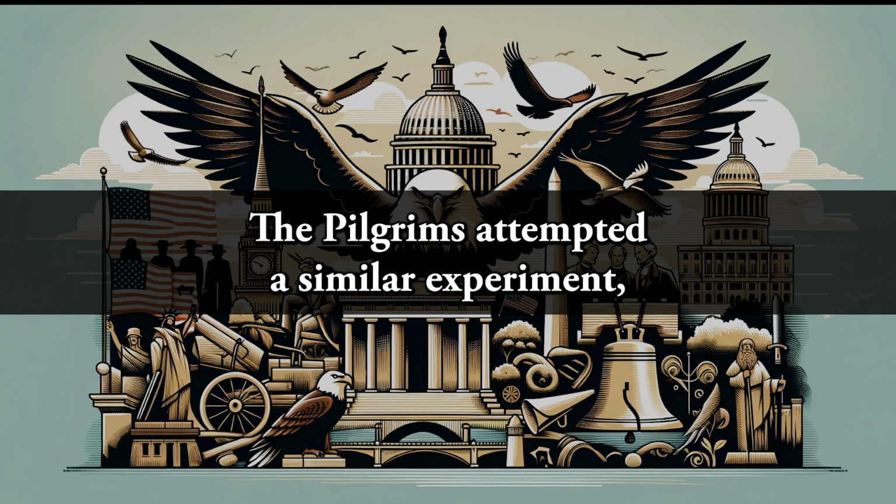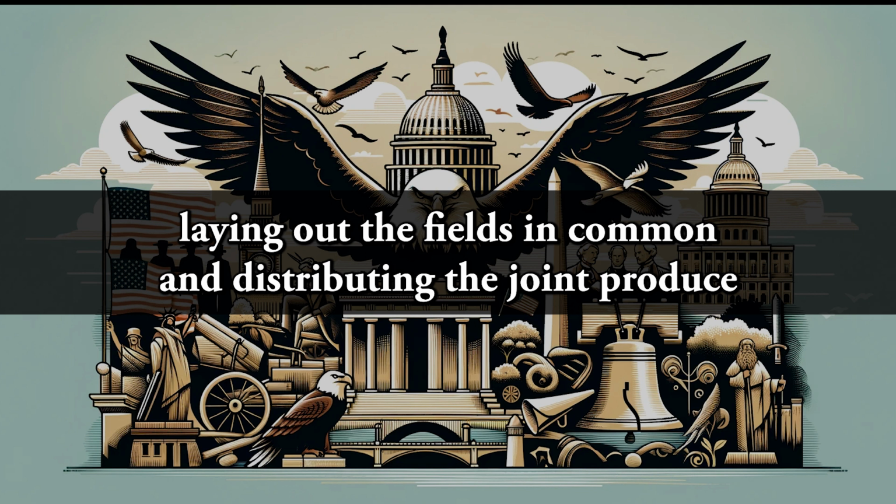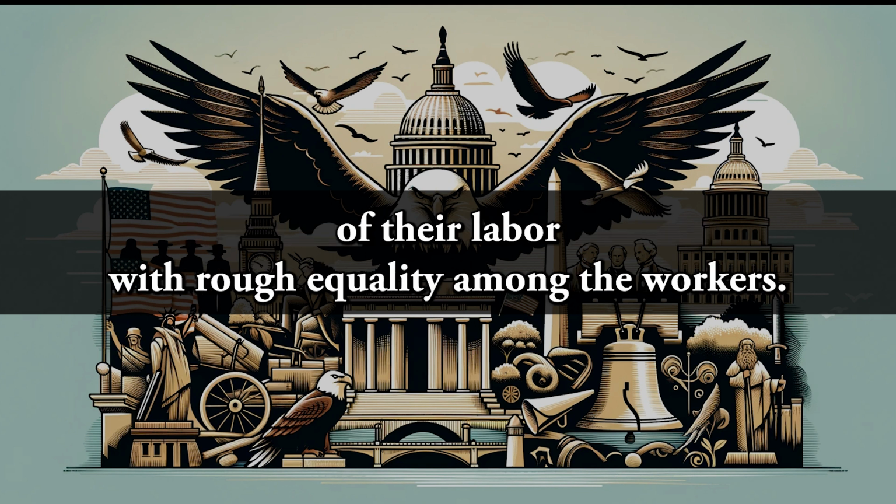At Plymouth, the Pilgrims attempted a similar experiment, laying out the fields in common and distributing the joint produce of their labor with rough equality among the workers.